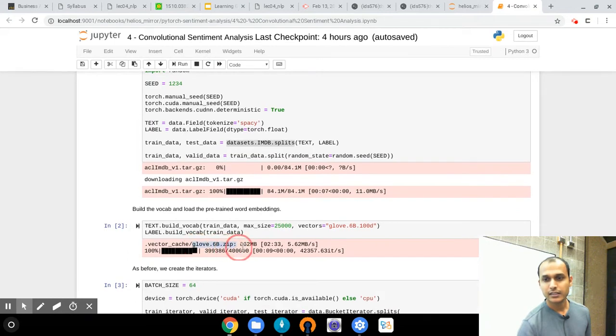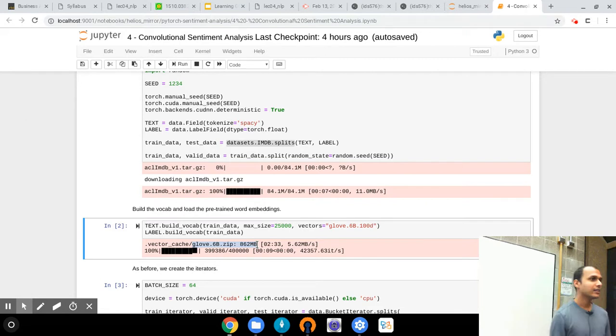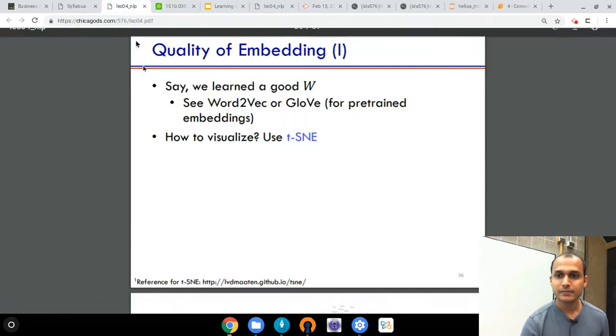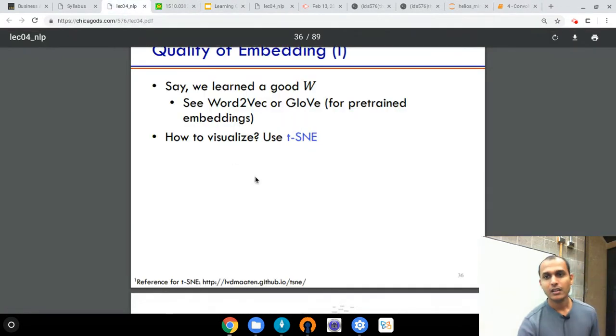This 800 MB file is essentially these learned W vectors. Okay, it's 100 dimensional per word. And you can look at the goodness of these words.